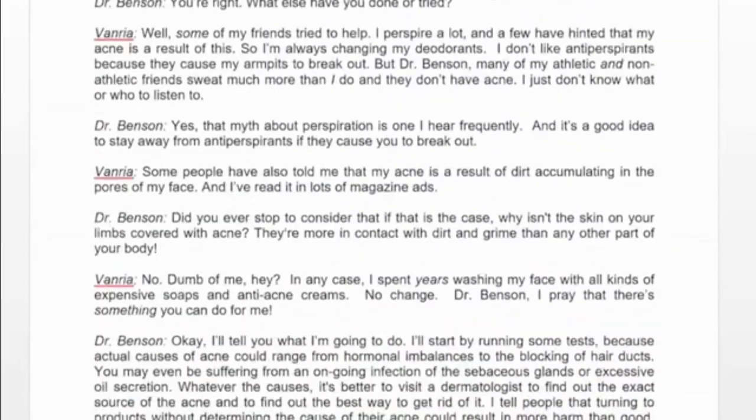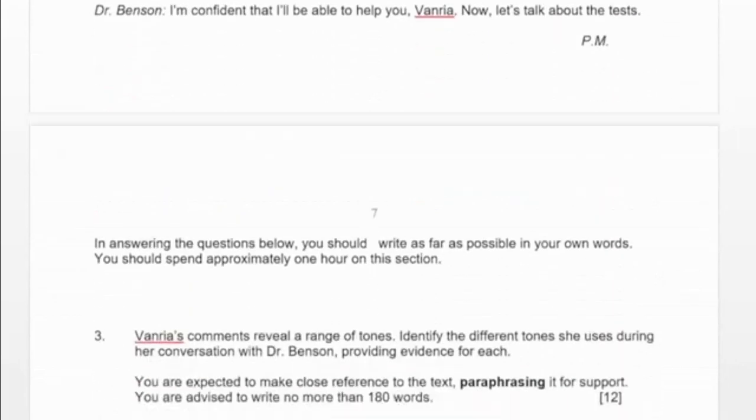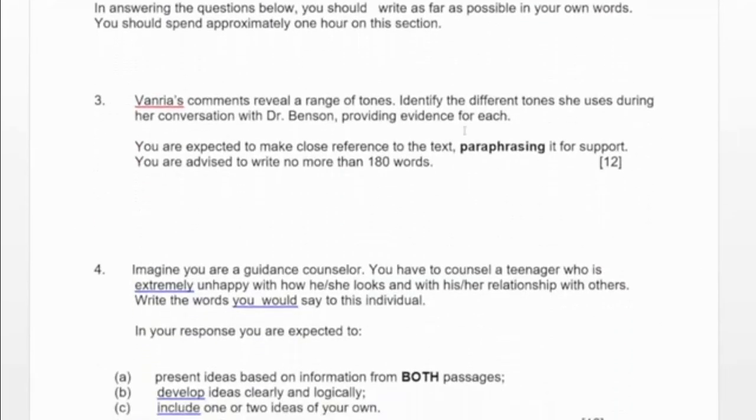At the end of the passage, you will find the final 2 questions for this exam. You must adhere to the word limit of all of the questions of this exam. It showcases your ability to summarize ideas. This is a very important skill.